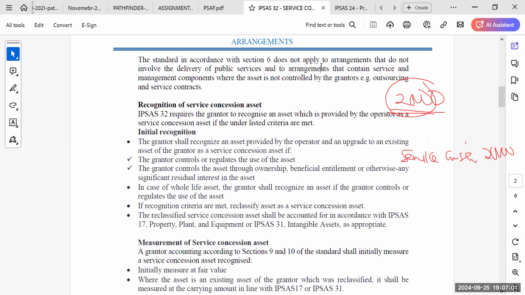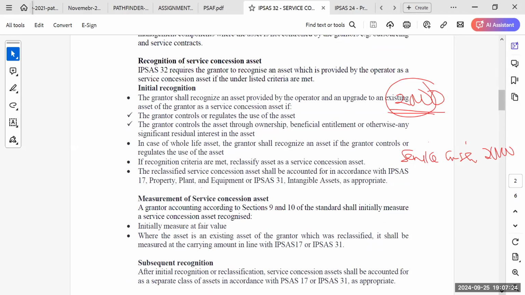Okay, that is what we call the fair value. Measurement of service concession asset according to a grantor: according to sections 9 and 10 of the standard, the grantor shall initially measure a service concession asset recognized initially at fair value if that is a constructed asset, or if the asset is provided by the operator. Where the asset is an existing asset of the grantor which was reclassified, it shall be measured at the carrying value in line with what? IPSAS 17 and IPSAS 31. IPSAS 17 is PPE and IPSAS 31 is intangible assets.